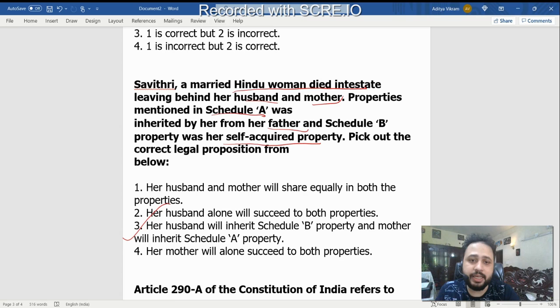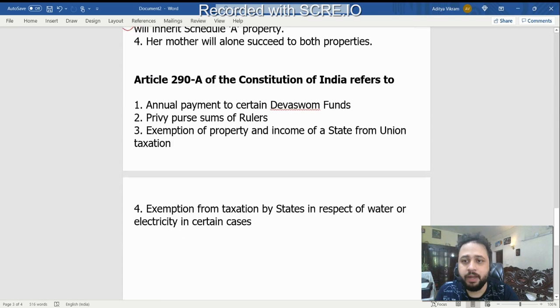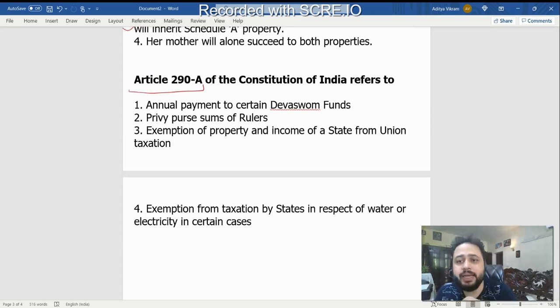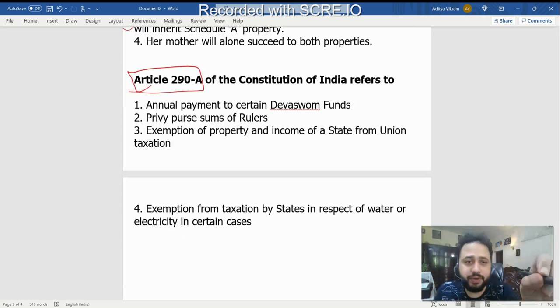Article 290A of the Constitution of India refers to... So this article refers to annual payment to certain Devaswam funds. So option 1 is the right answer. Annual payment to certain Devaswam funds.